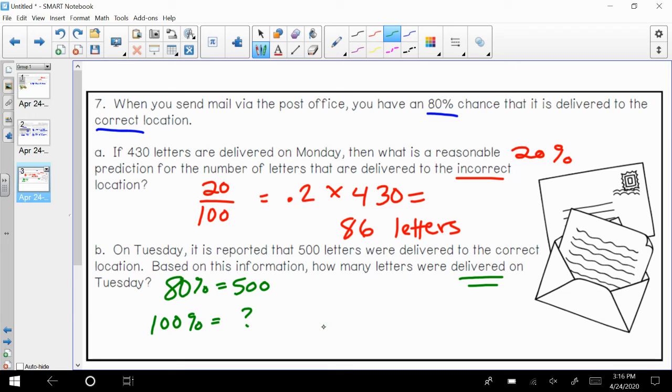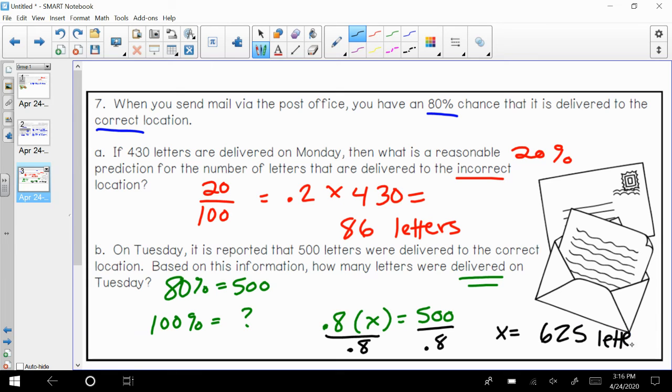So 80% times what number gives me 500? That's the question I'm really asking. 80% of the total, which I don't know, gives me 500. So to get x by itself, I have to divide both sides by 8/10. The total amount of letters was 625. And that makes sense because that should be more than 500. That one you had to work backwards for. It was a little confusing.